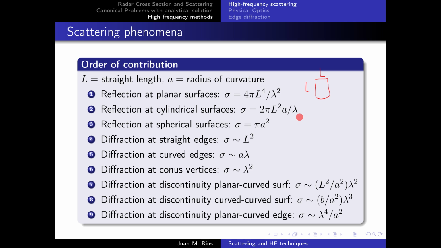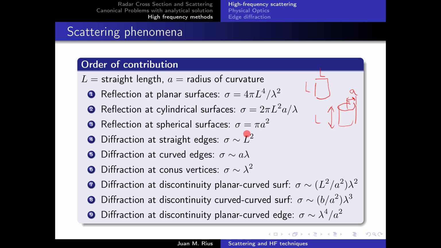Now, the second most important is a cylindrical surface. So for a cylindrical surface, we have strike dimension L, and we have radius A. So the radar cross-section is proportional to L squared, that is the dimension in the strike direction, times A, the radius of curvature, over lambda. So it's proportional to the frequency, not the square of the frequency, but now the frequency.